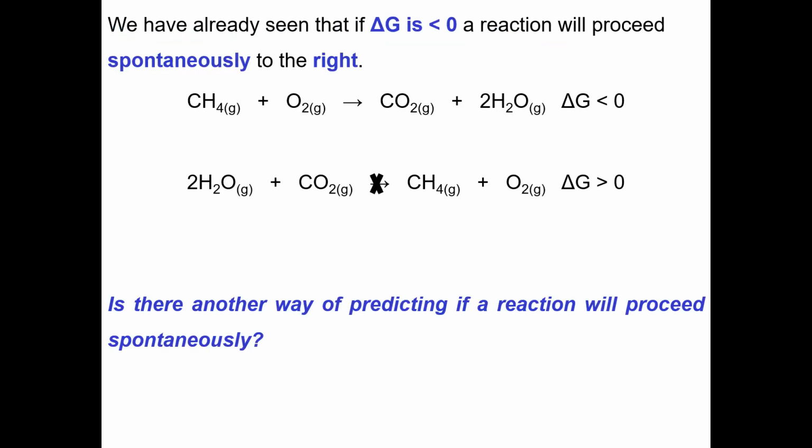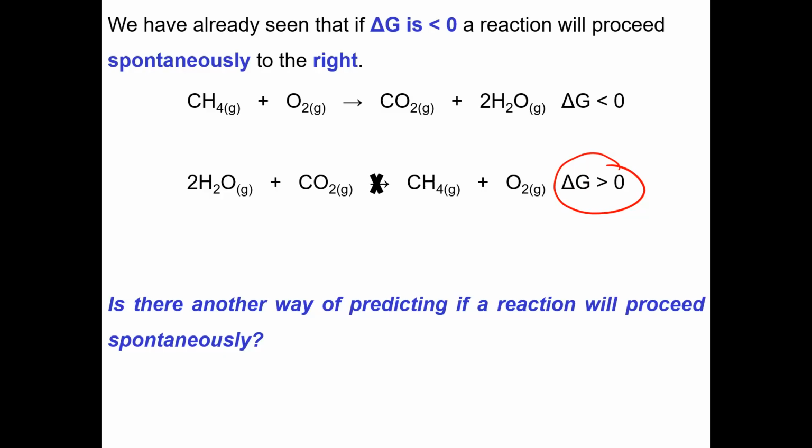So you may recall in chapter 16 in Chemistry 162, we stated that if the Gibbs free energy change for a reaction is less than 0, a reaction will proceed spontaneously to the right-hand side. And conversely, we also said that if a reaction has a positive Gibbs free energy change, it will not spontaneously move to the right-hand side.